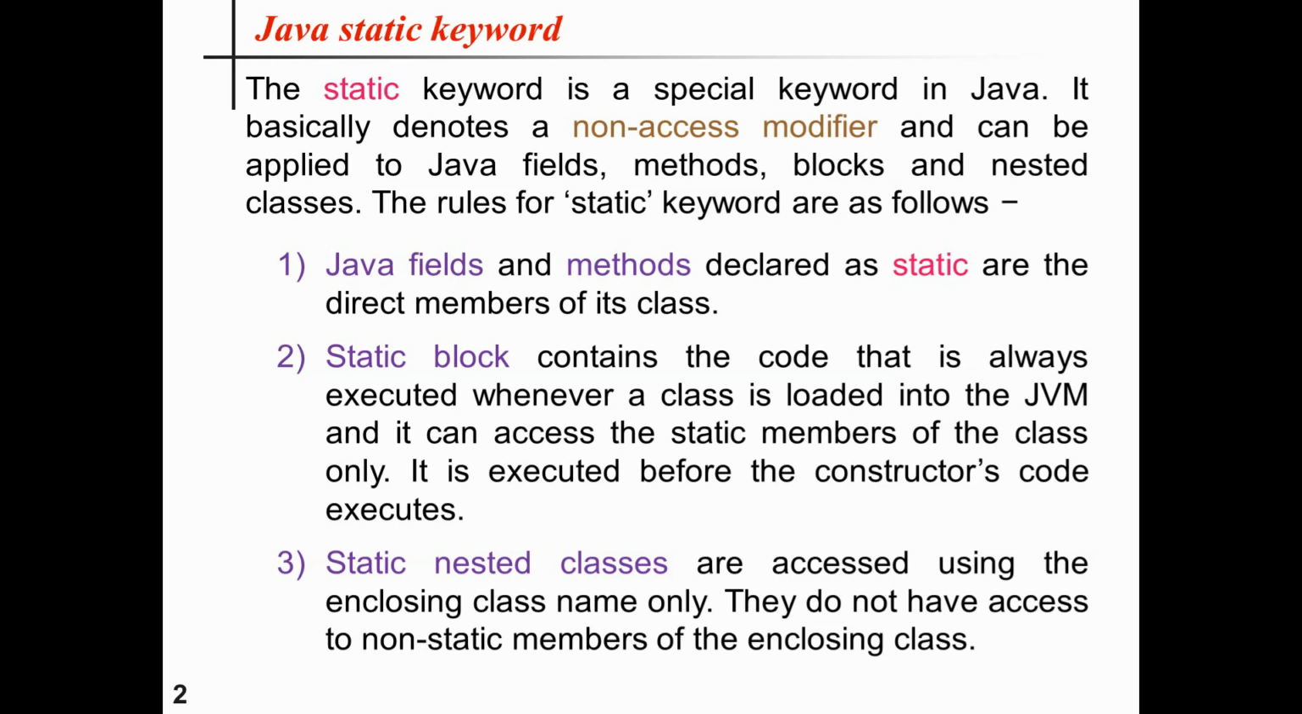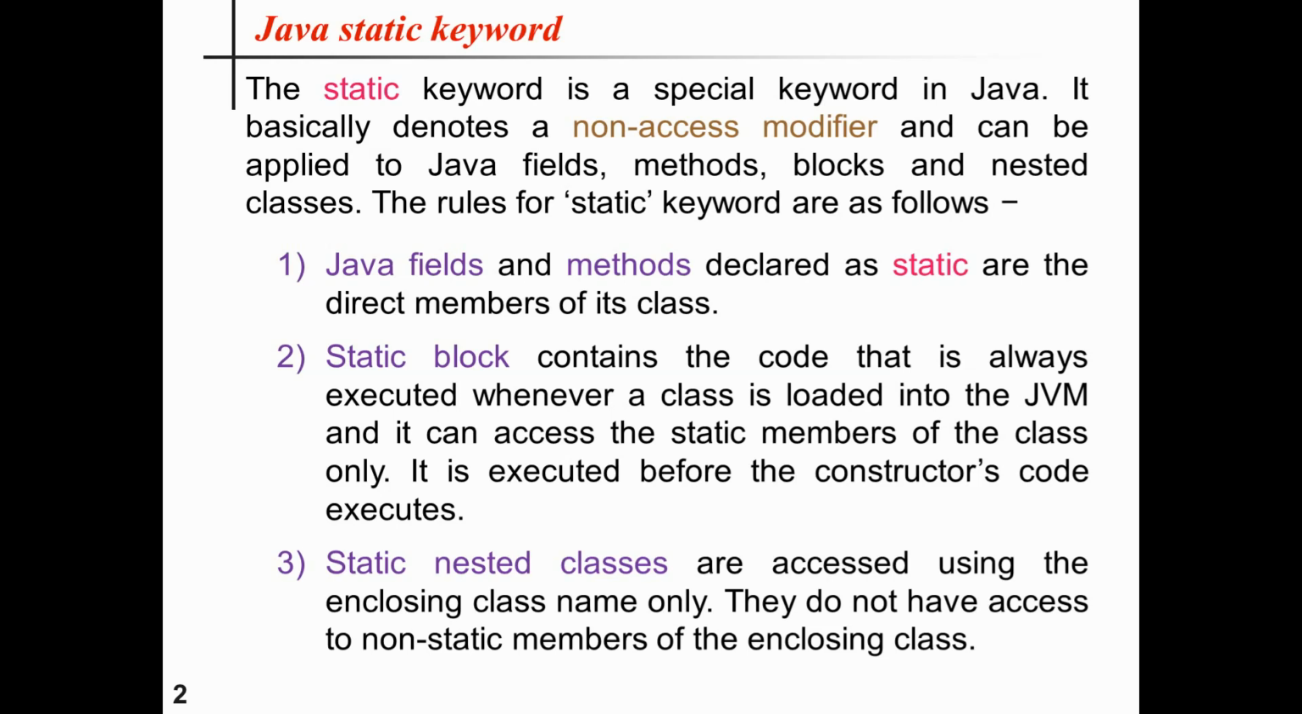Static block contains the code that is always executed whenever a class is loaded into the JVM. Say for example, if you are going to create an object in a Java program, first the class will be loaded into the JVM, and whenever the class is loaded into the JVM, the static block gets executed. It is basically executed before the instance initializer block and the constructor. The sequence is static block, followed by instance initializer block, and finally the constructor.